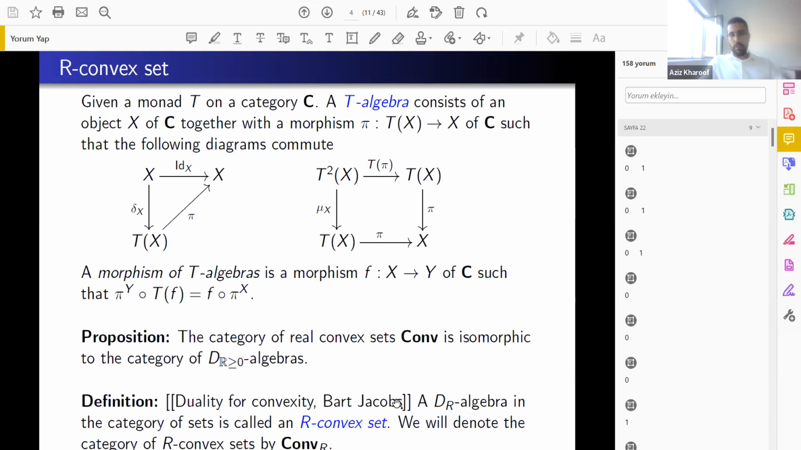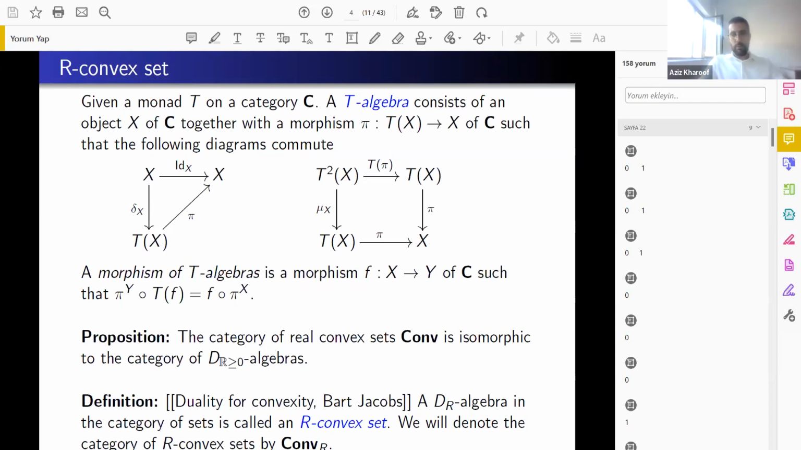Okay, so the definition makes sense because of this proposition. Now we can define convex sets for any commutative semi-ring. We have some properties on the semi-ring, but it's not important for now. We will use this notation for the DR algebras, or the R convex sets, for this category. We will use this point of view in order to define a convex category.